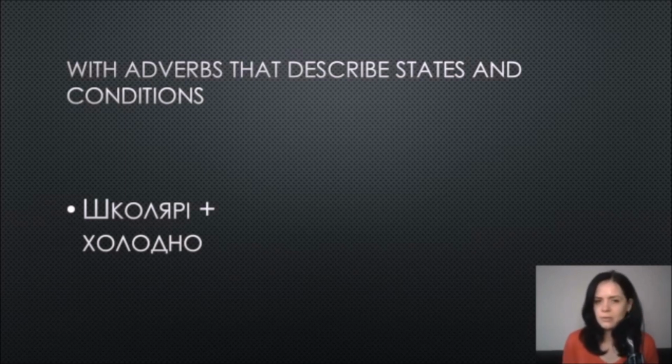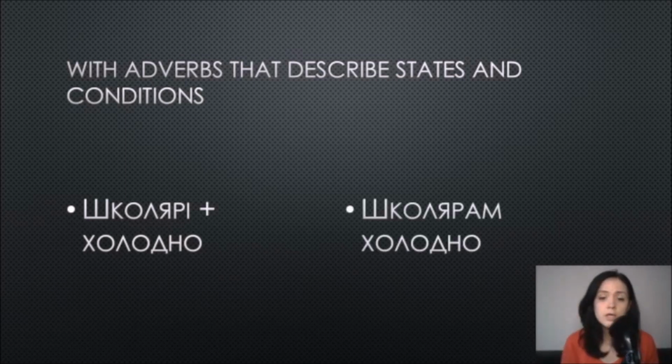So to say school children are cold, we will say: школярам холодно. Школярі nominative, but кому? To whom? Школярам. Школярам холодно. Next. Дівчата and жарко. Дівчата means girls and жарко means hot. Again, that's an adverb that is describing the condition. It means that the temperature is really hot and they are feeling it, okay? That's not to say that somebody is hot as a compliment, okay?